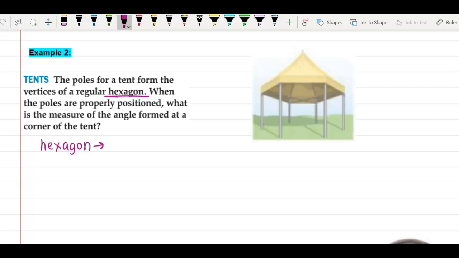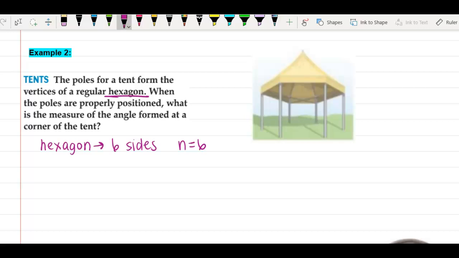hopefully this is one that you know. If not, you can look at this little tent, nice little picture here. It has 6 poles, which means it has 6 sides. So we know n should be 6. Regardless of where we're going, we know that the number of sides, because it's a hexagon, is 6. When the poles are properly positioned, what is the measure of the angle formed at the corner of the tent?